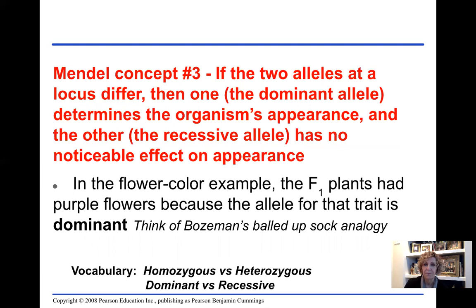Mendel's third concept is that if two alleles at the same loci are different, one could be dominant and one could be recessive. So what he said is that the dominant allele would determine the organism's appearance, but the recessive allele, even though it's there, would have no noticeable effect on the appearance.